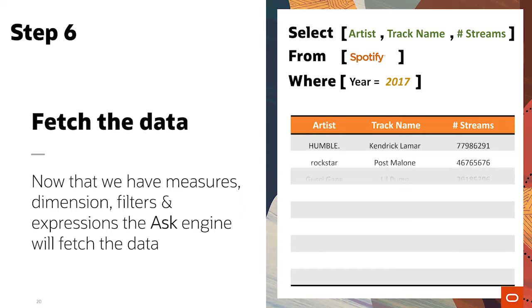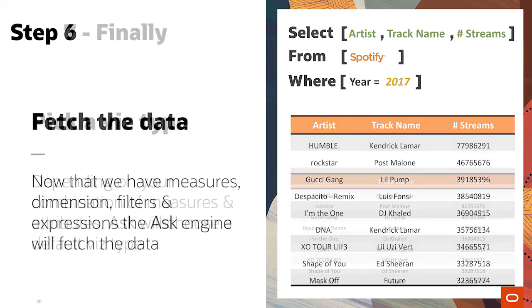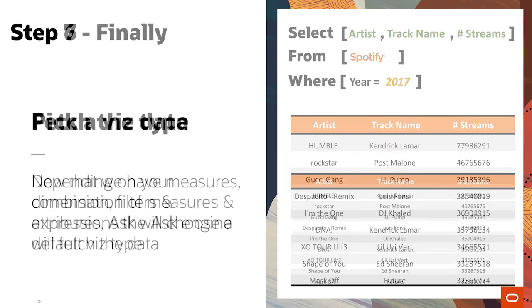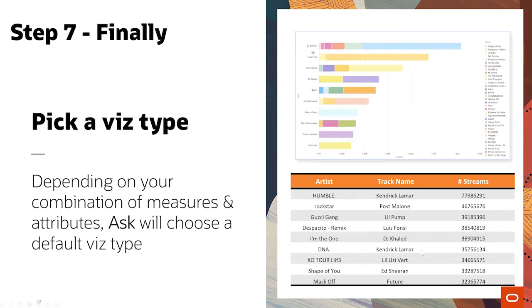Now, from that, we actually get a data and results set, if you will. Now, based on the composition of your results set, we can then pick a visualization, right? Depending on the combinations of measures and attributes, the Ask engine will actually pick the most appropriate visualization. So in this instance, we have 2 attributes and 1 measure. So we're actually going to pick a stacked bar chart.